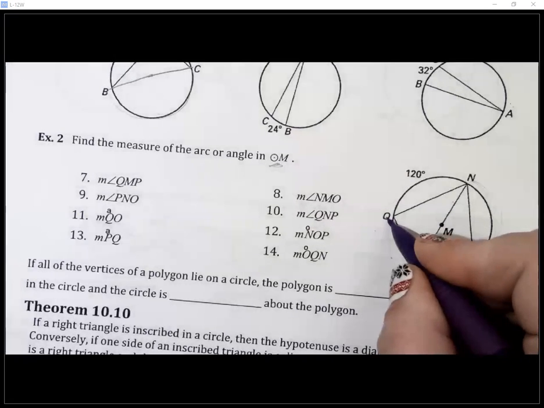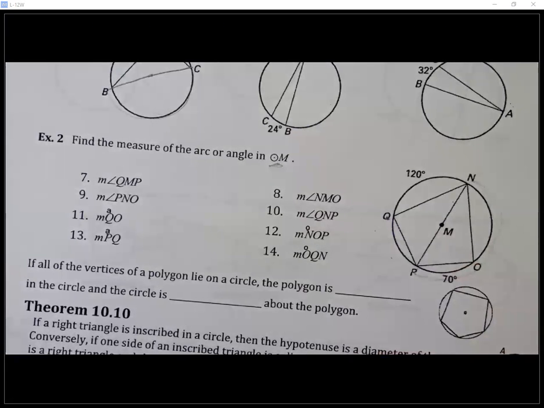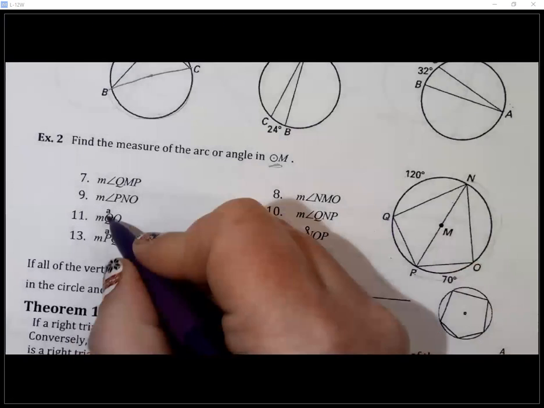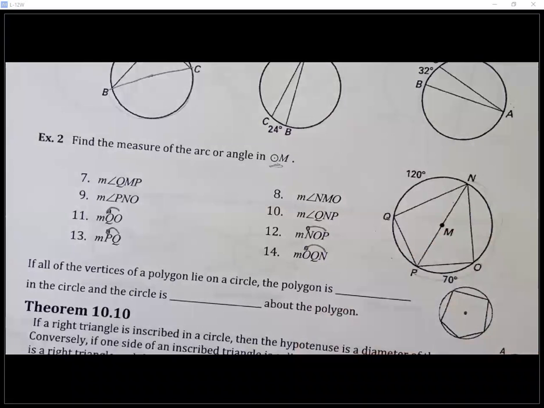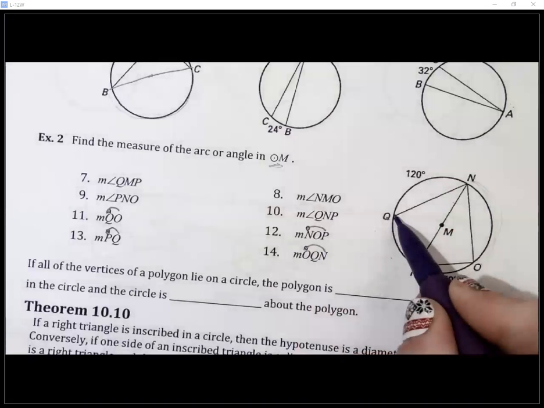So go ahead, try these 7 to 14. I'll give you another minute or two. Remember, anywhere you see that little A or little O, it's just an arc. And be careful, number 7 is QMP. So they're looking for QMP. What is that?